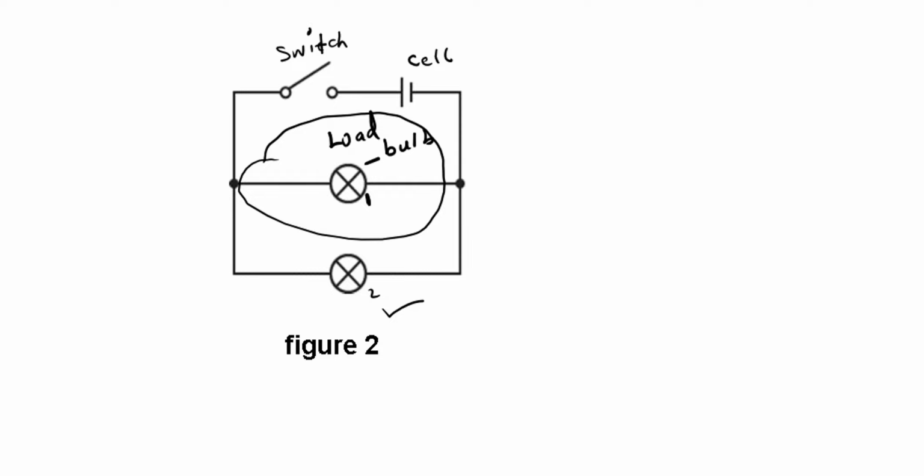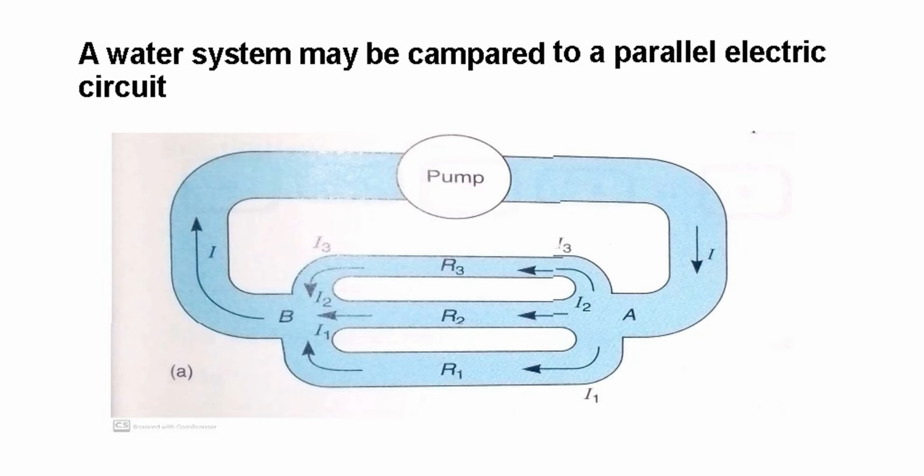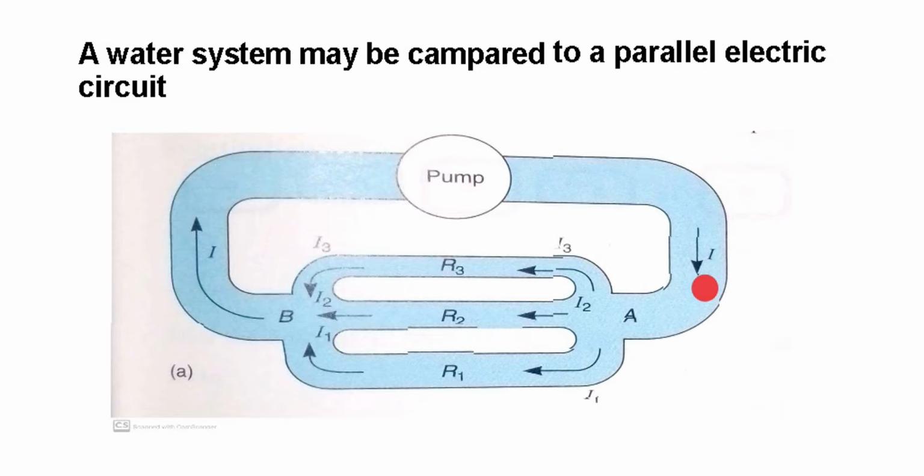Now, let me further buttress the point by using this example. Look at this example here. This is a water system, and a water system may be compared to a parallel electric circuit. How do we compare this? Here, this is a pump, and the water is flowing through this way.